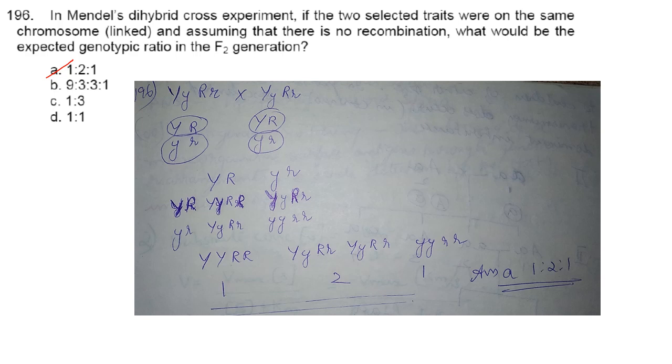In Mendel's dihybrid cross experiment, if the two selected traits were on the same chromosome and assuming that there is no recombination, what would be the expected genotypic ratio in the F2 generation? So YYRR is the dihybrid cross experiment and they have asked what would be the expected genotypic ratio in the F2 generation, if the two selected traits were on the same chromosome, linked, and assuming that there is no recombination. So you will get 4 gametes, and upon crossing you will get the ratio 1:2:1.